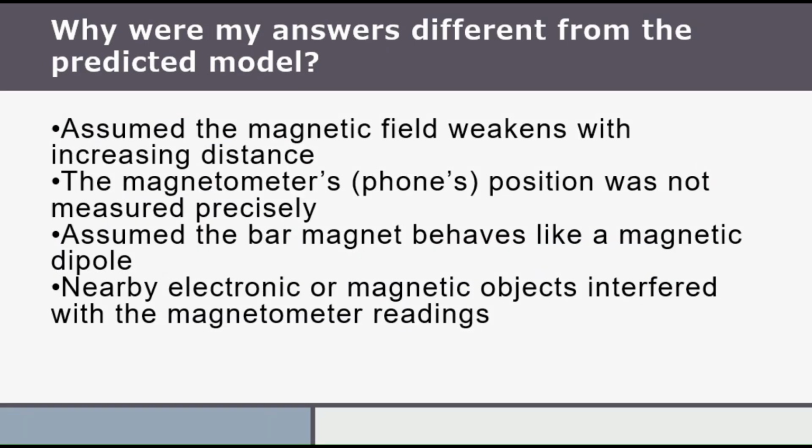So why were my answers different from the predicted model? Some of the assumptions I made were that the magnetic field weakens with increasing distance, and that the bar magnet behaves like a magnetic dipole. There were probably also some errors from my phone's position, as I tried to measure as precisely as possible, but it might not have been the most precise. It could have also been affected by nearby electronic or magnetic objects that interfered with the magnetometer's readings.